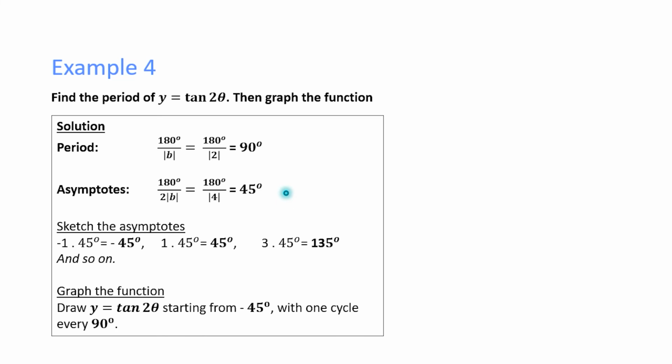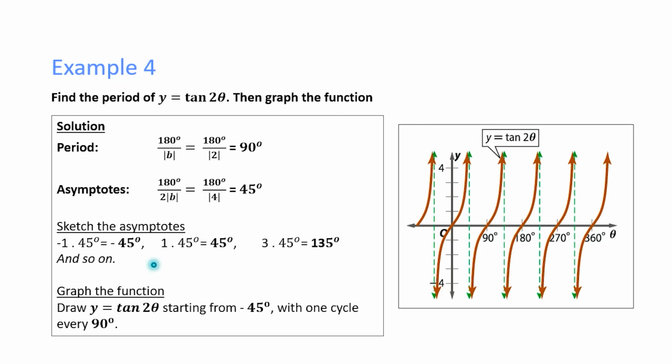If you want to sketch the asymptotes, then that will start at -45, +45, and add another 90 degrees will get you to 135 degrees, and so on. So the graph of the function, y equals tan 2 theta, starting from -45 degrees with 1 cycle every 90 degrees, just like the graph on the right.